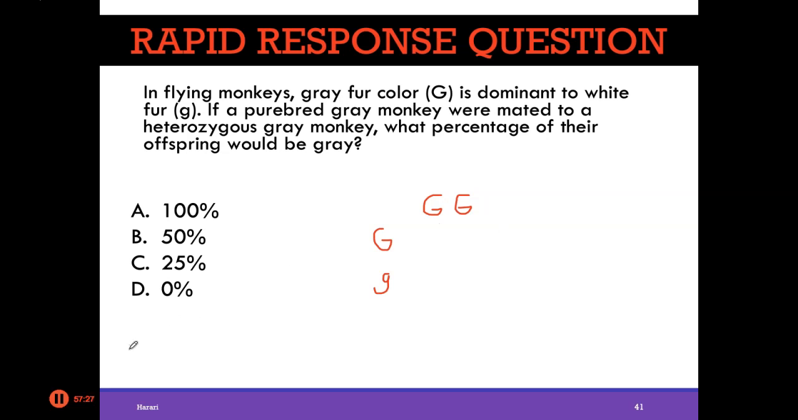So doing the Punnett square, this is what we get. And you can see that all of their offspring would still be gray. So the answer is 100%.